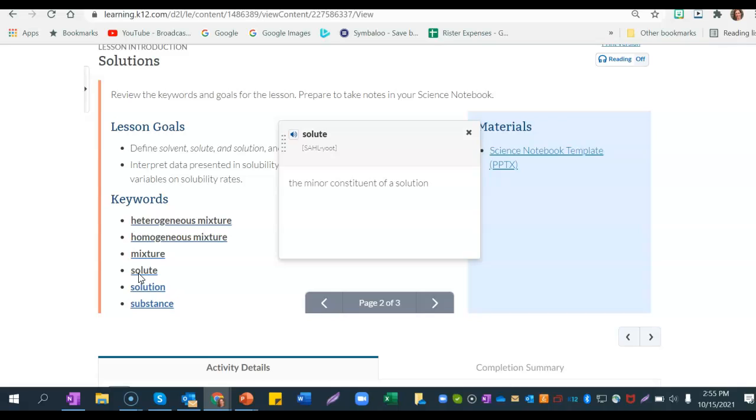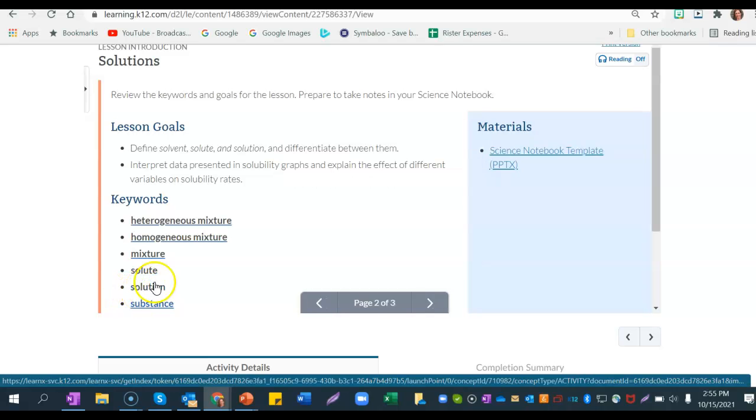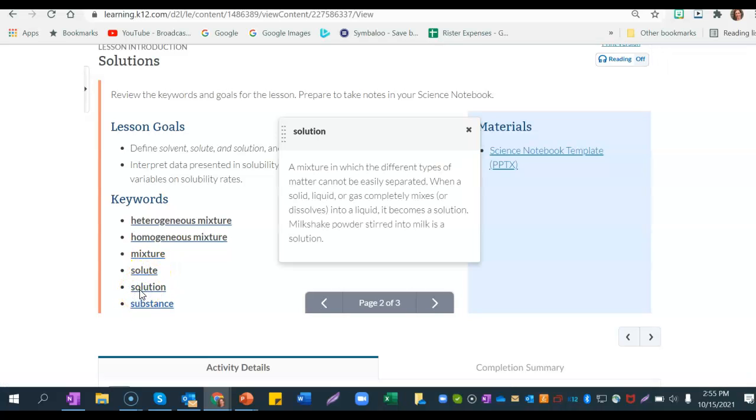So a solute is the minor constituent of a solution. And we'll talk more about that as we read that page. So you can put some examples down. So usually the solute is what you're trying to dissolve. And then the solution is a mixture in which the different types of matter cannot be easily separated. So when a solid, liquid, or gas combines or completely mixes or dissolves into a liquid, it becomes a solution. Milkshake powder stirred into milk is a solution.